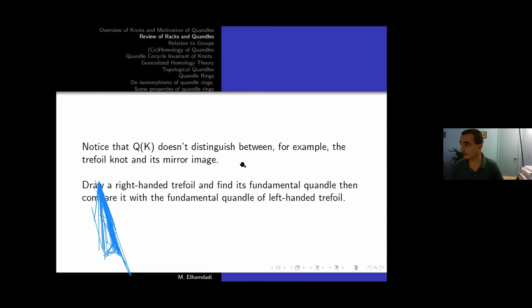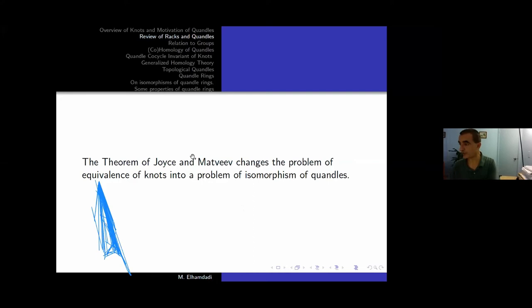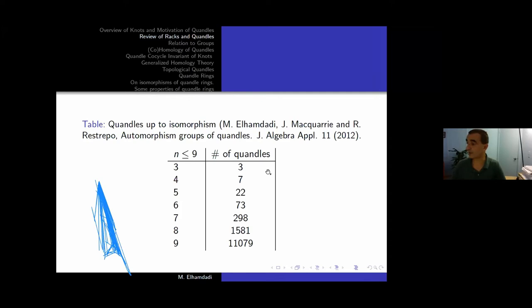Okay, this is something I already said, that Joyce and Matveev changed the problem of equivalence of knots into isomorphism of quandles. Obviously people start looking at quandles up to isomorphism. This is just a little bit of random classification. Before 2012, Sam Nelson did some classification. Other people did some classification.